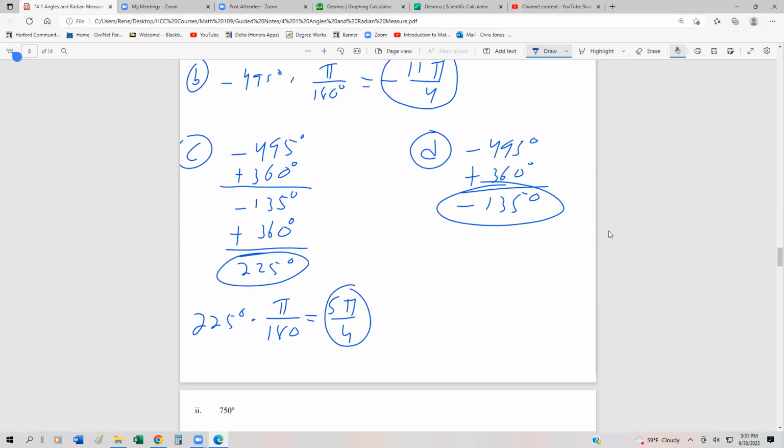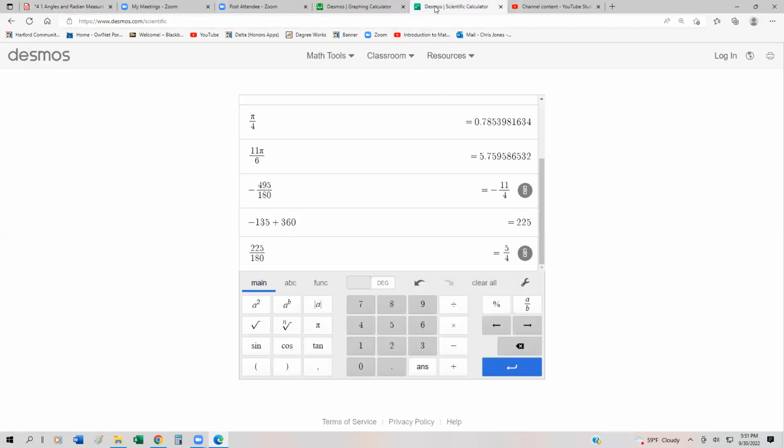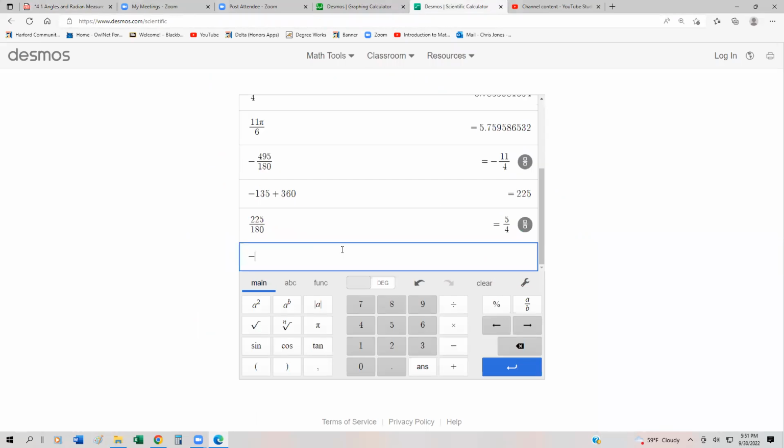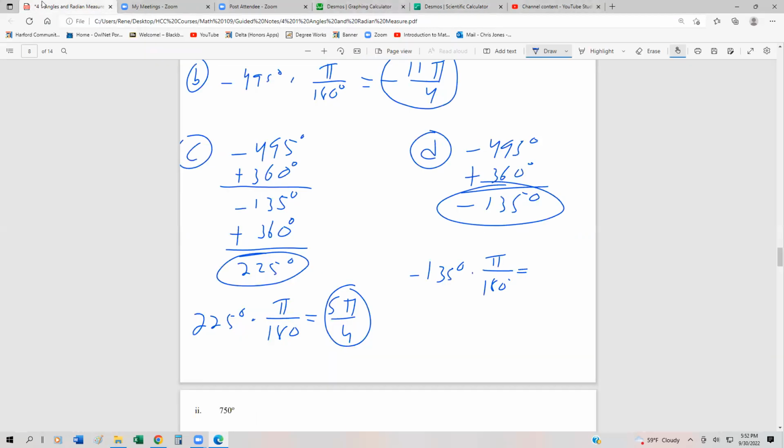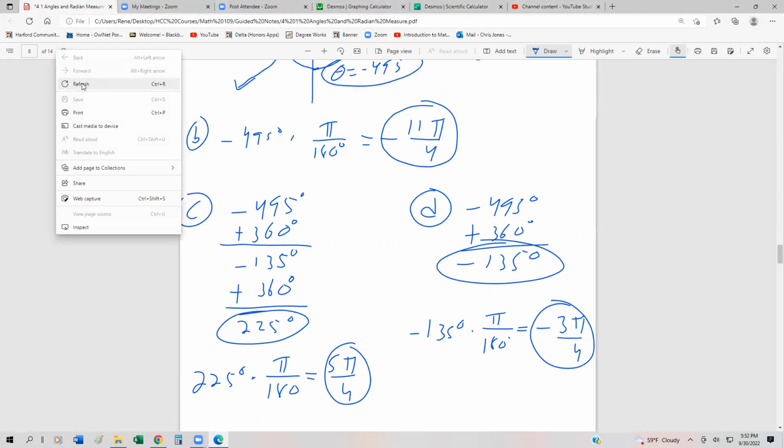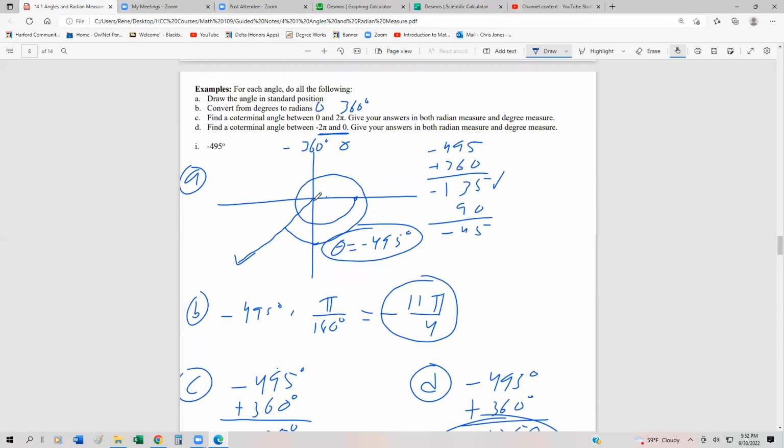If we want to convert that into radians, we take negative 135 degrees and multiply by pi over 180. In our calculator, negative 135 divided by 180 is negative 3/4, or negative 3 pi over 4, and we are done with that example. So nice and easy. Notice there's no real algebra involved in this. All we're really doing is adding and subtracting 360 a lot of times, or 2 pi, etc.